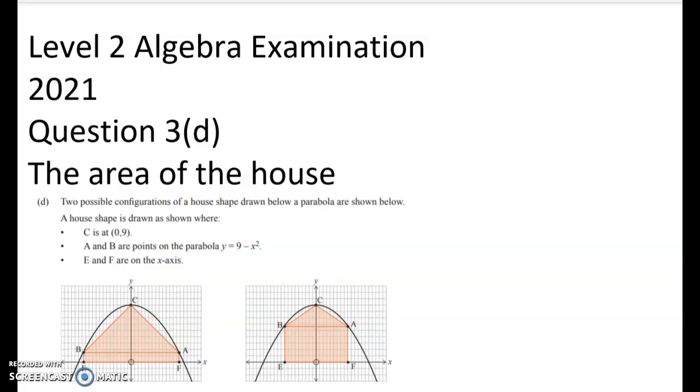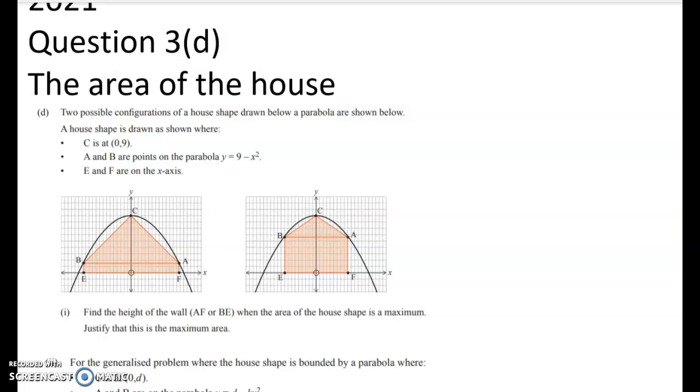I'm starting with question 3D of the Level 2 Algebra exam. This is a question about the area of a house, designed to fit inside a parabola. How convenient. And it's got two parts. The first part is where we have some specific numbers in our equation.